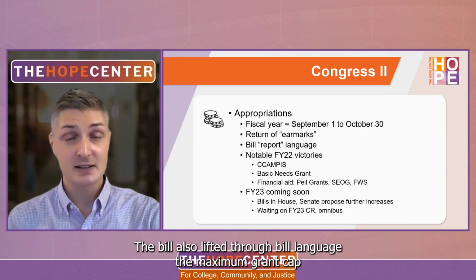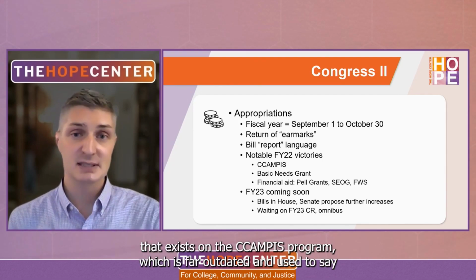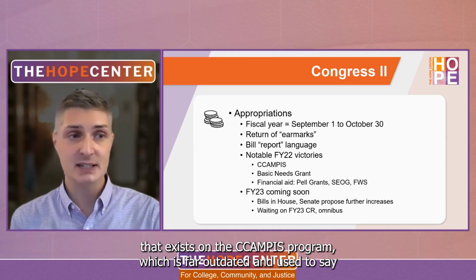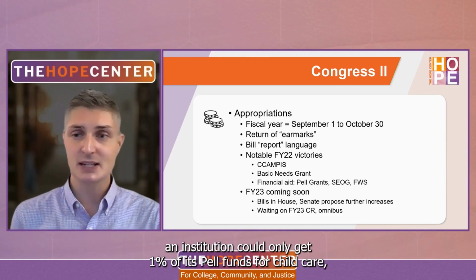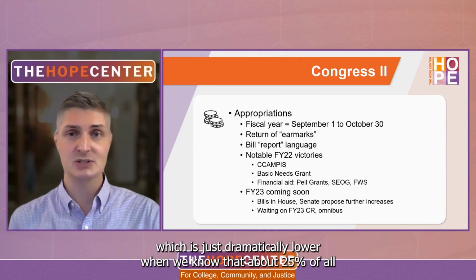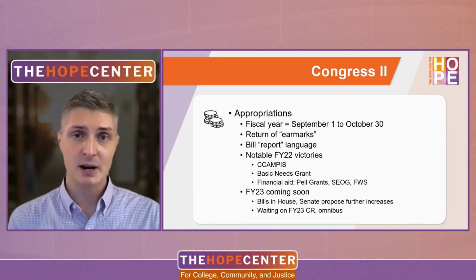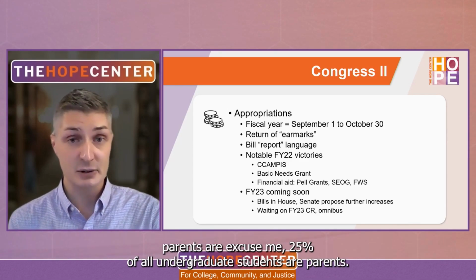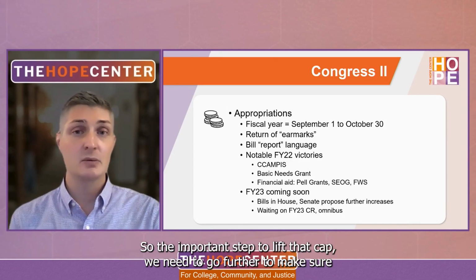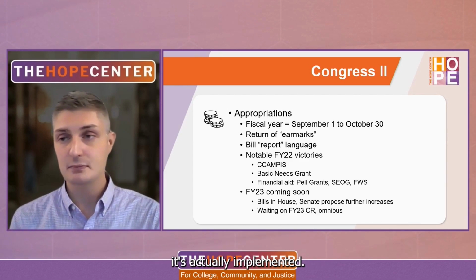The bill also lifted, through bill language, the maximum grant cap that exists on the CCAMS program, which is far outdated and used to say an institution could only get 1% of its Pell funds for childcare, which is just dramatically lower when we know that about 25% of all undergraduate students are parents. So it was an important step to lift that cap. We need to go further to make sure it's actually implemented.